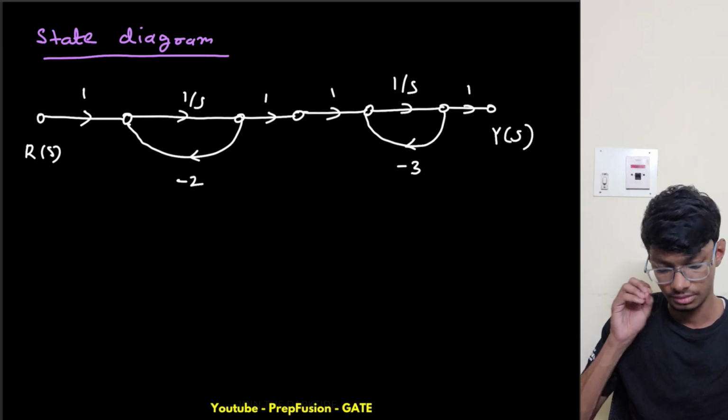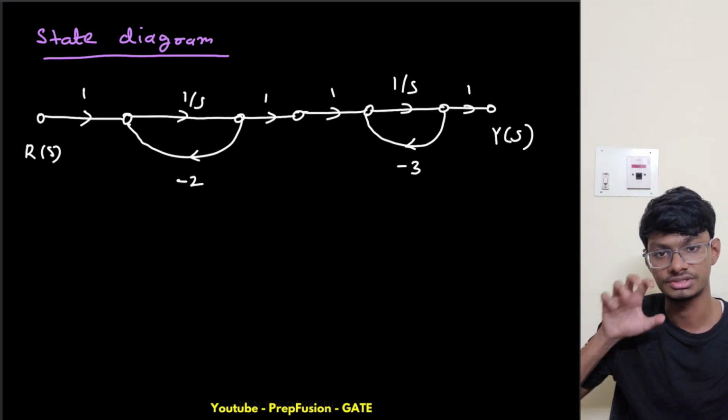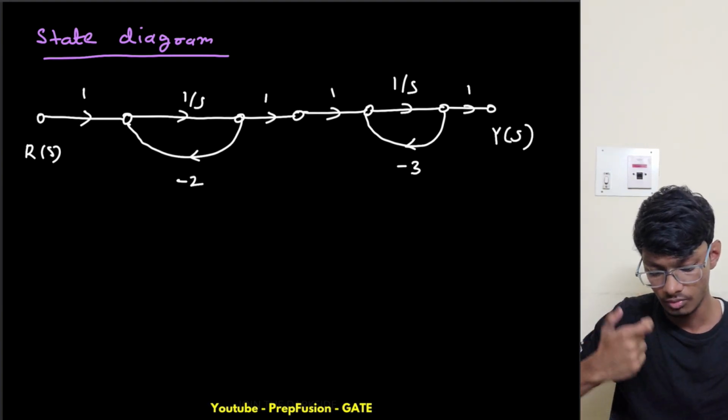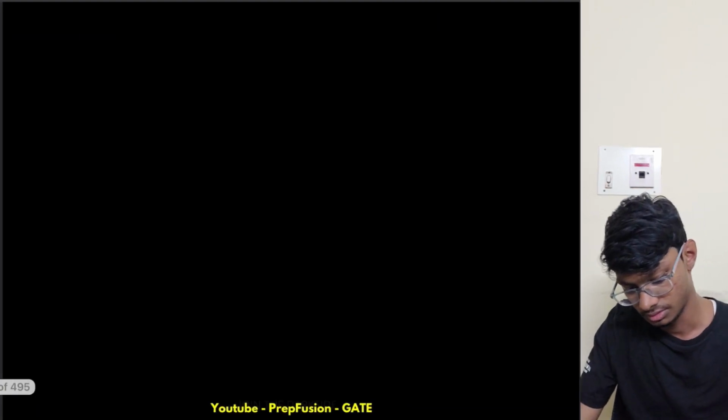So this is what my cascade decomposition state diagram will look like. Now let's do the state equation.